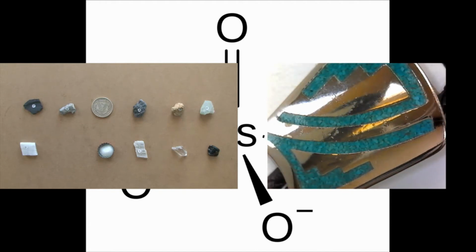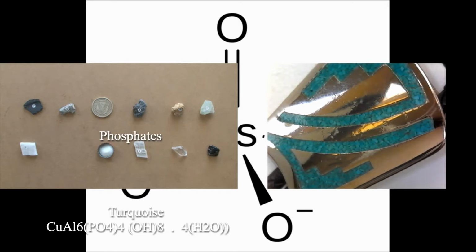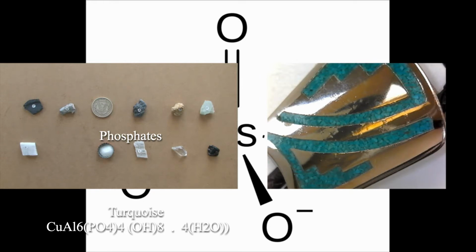And that's our example. And again, if we look at the formula, it's got the PO4 in there, so it's got the phosphate, but it's also got a hydroxide in there, and it's got aluminum, and it's got copper. So CuAl6, PO4, 4 of those, and 8 hydroxides. And it also has 8 H2O molecules in there. So that's turquoise.